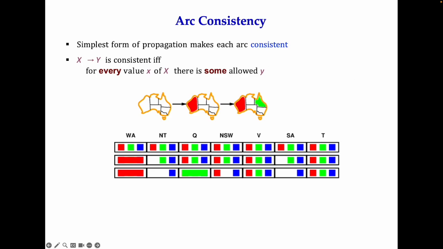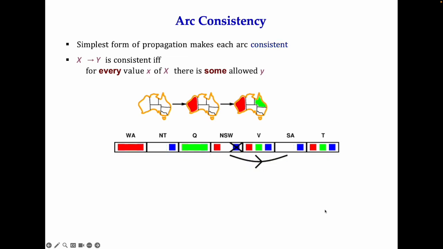And so here we want to explain the arc consistency. We started with coloring Western Australia red, and then Queensland green, right?